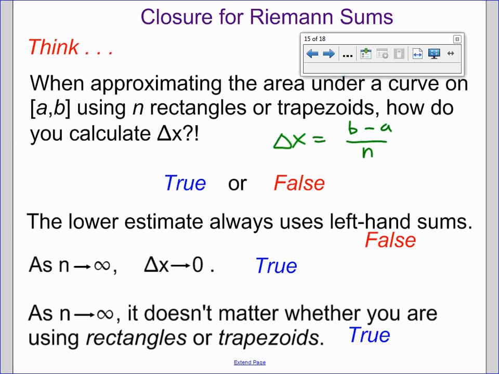True? That's absolutely right. If you're letting your number of shapes, rectangles or trapezoids, go to infinity with delta x shrinking towards 0, you're going to be filling up that space better and better underneath the irregular shaped curve, and that results in the exact area. Whether you started off with a rectangle or a trapezoid, if you let the number of shapes go to infinity, you'll fill up the curve exactly and get the exact area in the definite interval. So that's a true. Way to go, you guys.